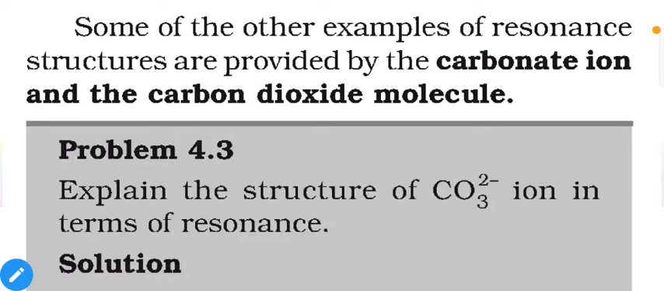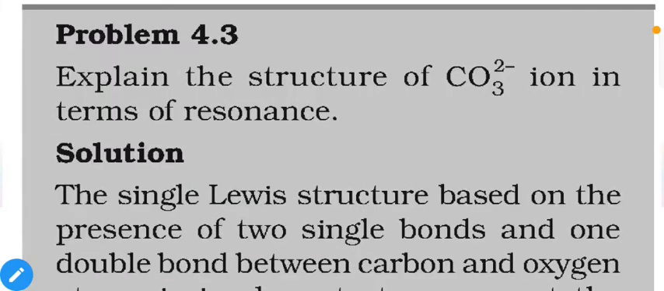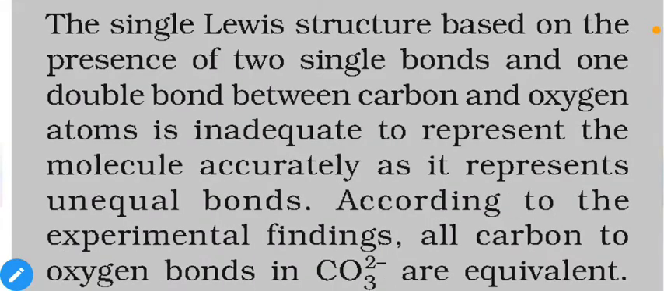Now let us try to understand the structure of the carbonate ion and the carbon dioxide molecule. Our problem is to explain the structure of the CO3 2- ion in terms of resonance. We already discussed the Lewis dot structure of CO3 2- in previous points, but when we compare that structure with practically observed data, they do not match.